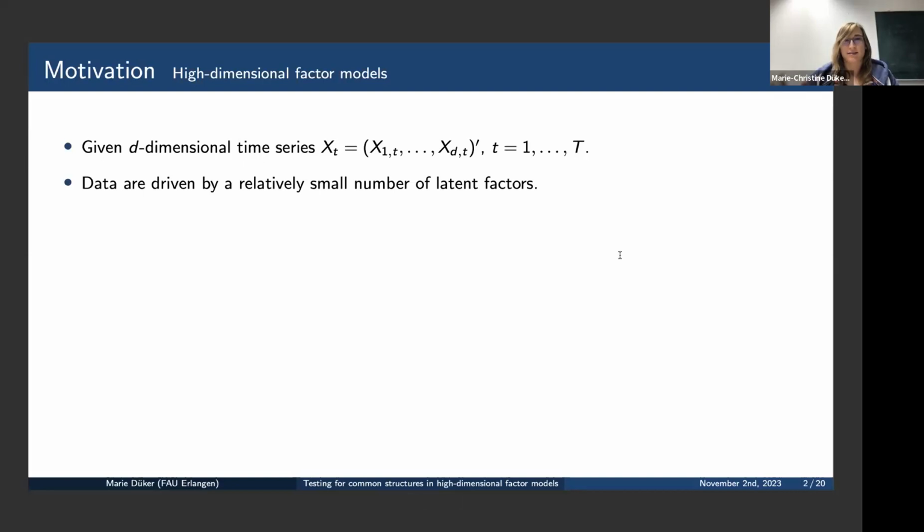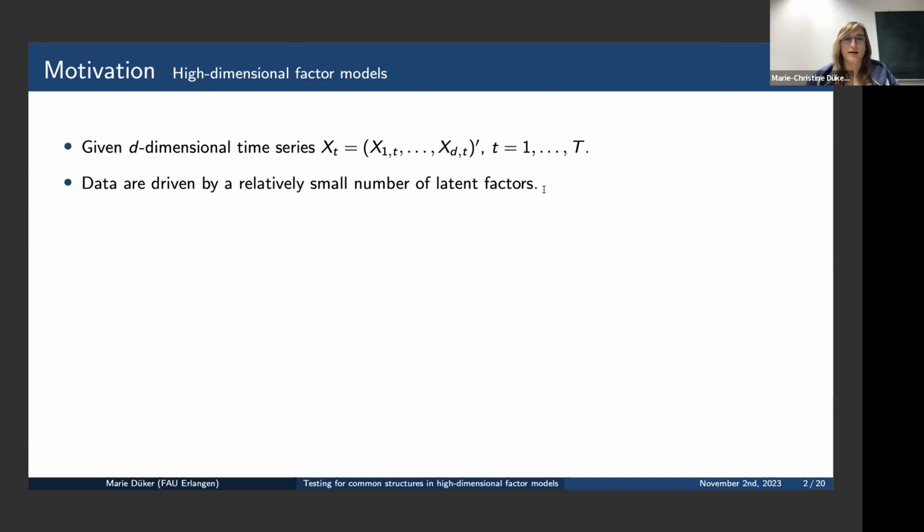So yeah, I guess for this kind of audience, everyone is more or less familiar with factor models, but just to settle on our notation, I'm going to start from the beginning. So the idea is that we look at high-dimensional time series. So we observe a vector at each time point t. So we assume that this vector is d-dimensional, but we definitely have in mind that d might be large, even larger than our sample size T.